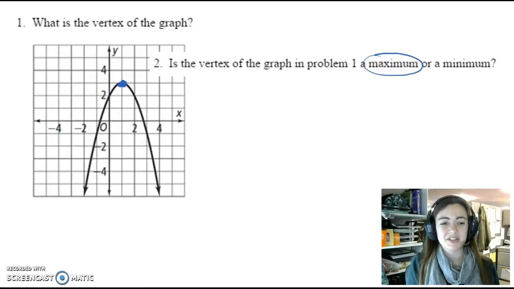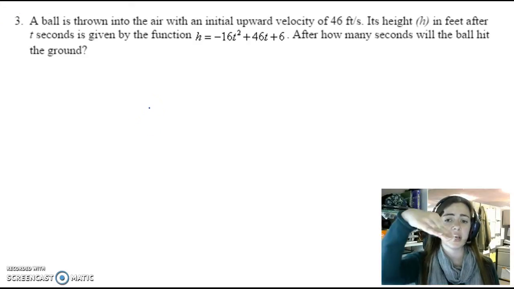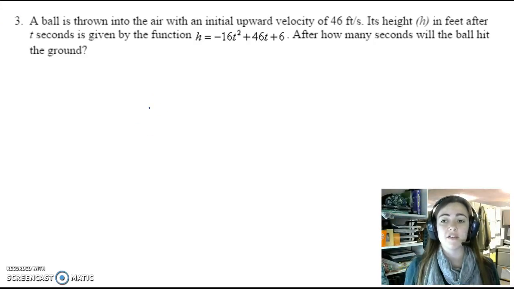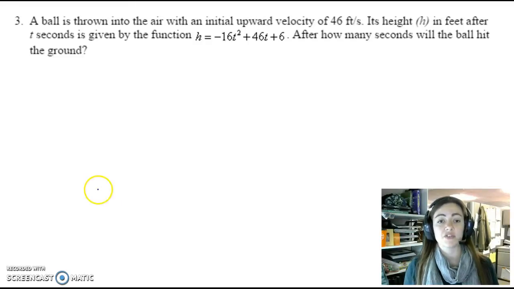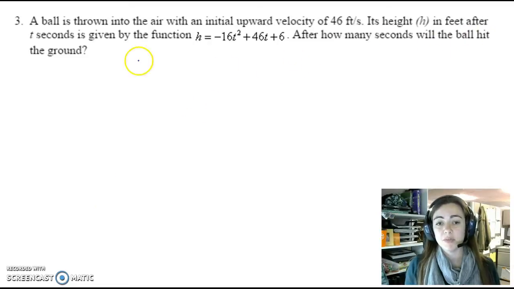All right, so let's go to number 3 here. A ball is thrown into the air with initial upward velocity of 46 feet per second. Its height, h, in feet after t seconds is given by the function h is equal to negative 16t squared plus 46t plus 6. After how many seconds will the ball hit the ground?